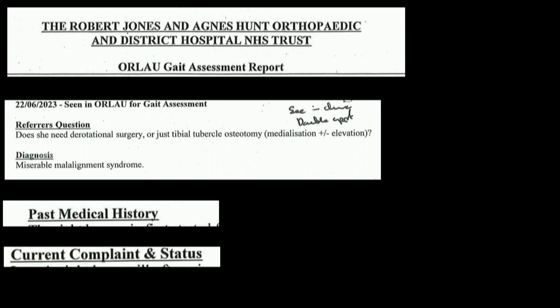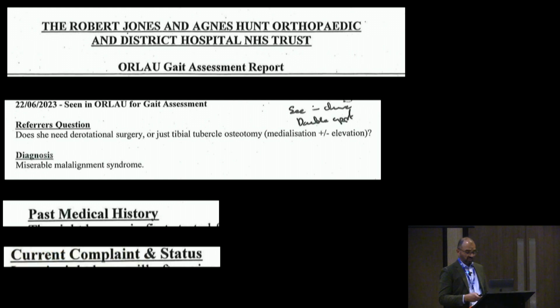In Southampton, I'd ask the question: does this patient need derotational surgery, or can I just do a smaller procedure, which is a tibiotubercle osteotomy, medialization, maybe distalization, whatever. And then they will retake the history.